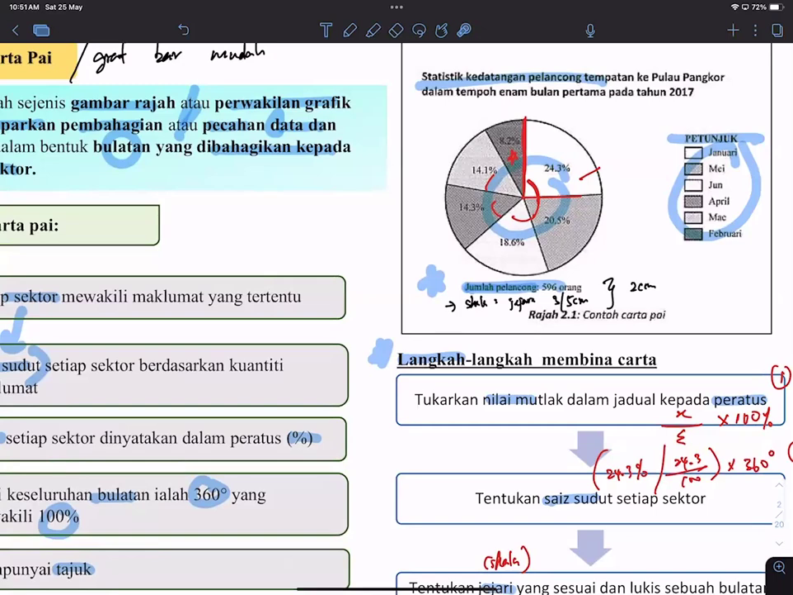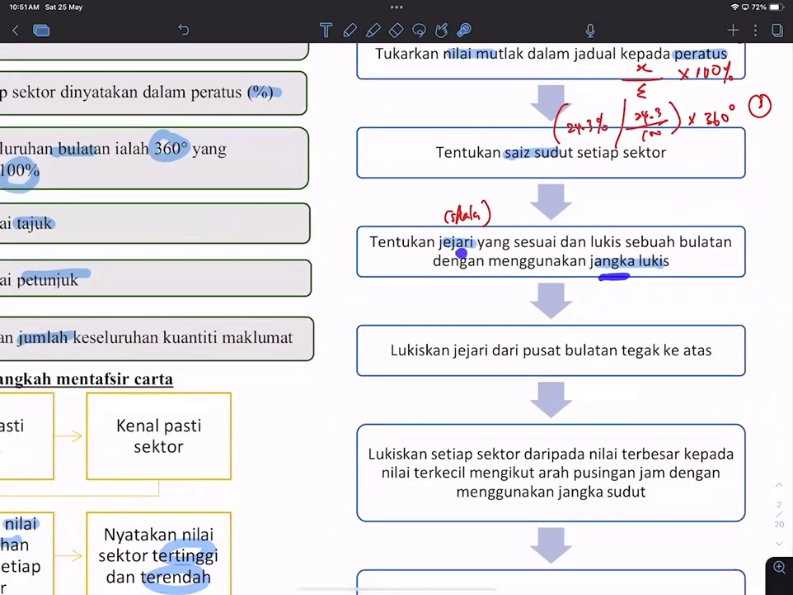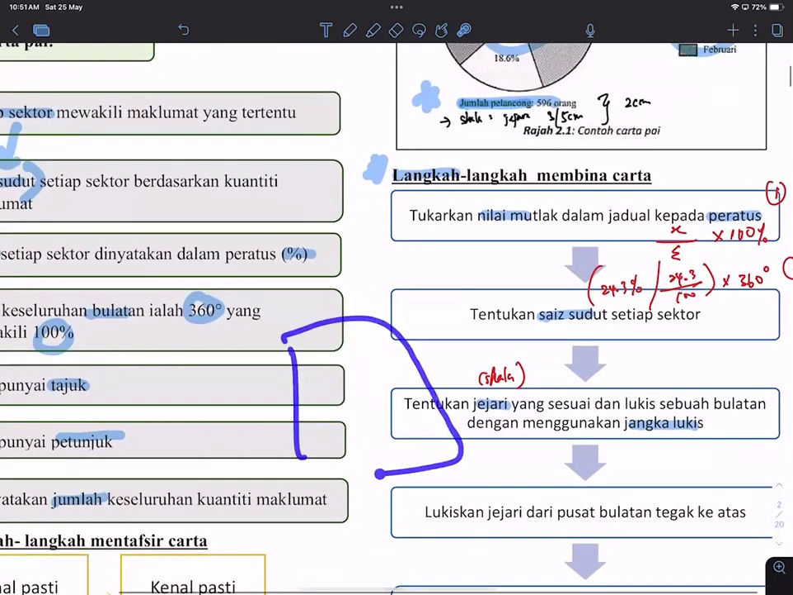The compass set to draw the circle. So guys, do not measure 3 cm according to the jejari. Why? Because we are trying to draw the chatapai within a graph paper, right? So remember the graph paper? Usually 5 boxes is 1 cm, right?